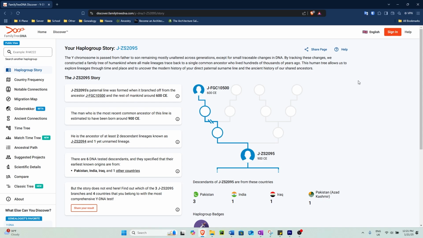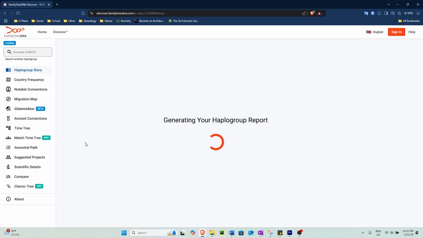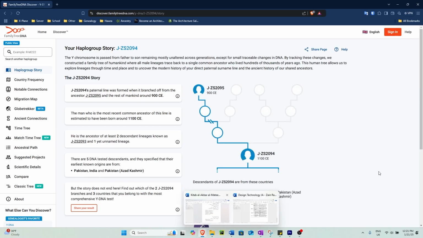So this 1100 CE is very prominent, as we can see that all the Pakistanis and Indians belonging to this mutation match at exactly 1100 CE, which is why Dr. Hadi has proposed that this haplogroup belongs to Ja'far al-Malik Multani, and above him to Umar al-Atraf.